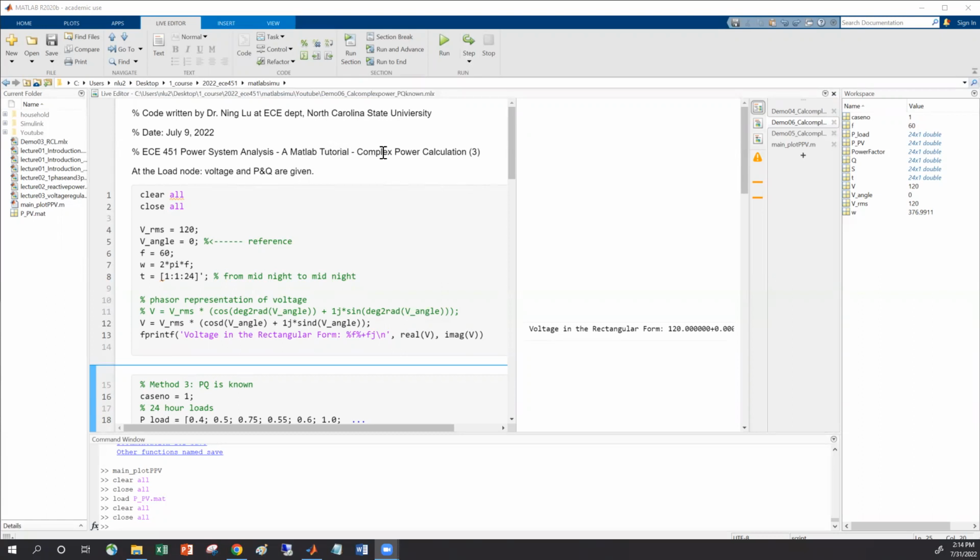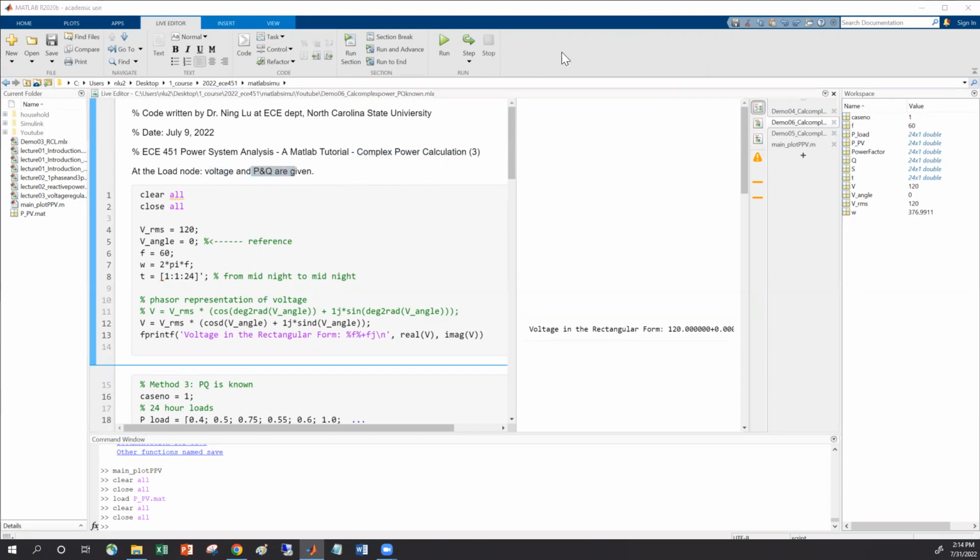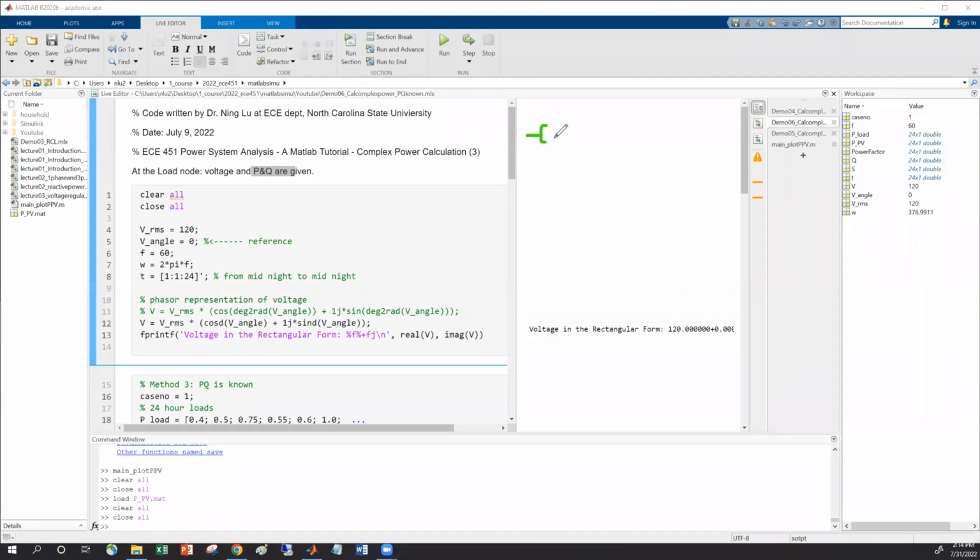So we're going to discuss the third method for computing complex power. In this case, we will study when the voltage and the real and reactive power are given, how are we going to compute for the current and the voltage drop? So the circuit diagram of this one is like this.